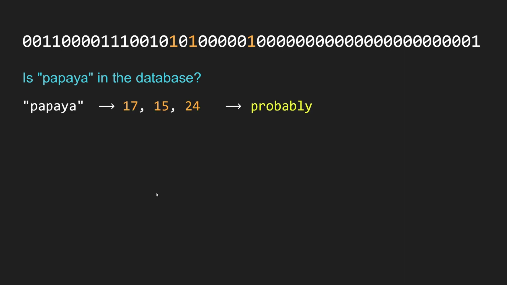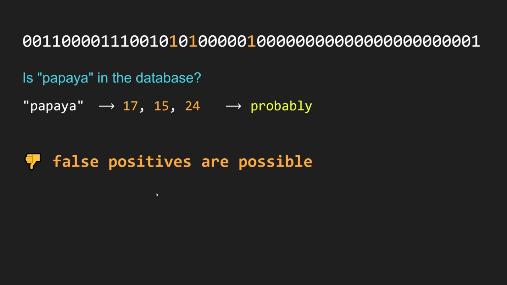But how does the algorithm do it? Well, it would hash mod it 3 times, and get the bit positions 17, 15, and 24. Unfortunately, it got 3 collisions. Therefore, it would falsely tell us probably. So yes, false positives are possible. They're rare, but they're possible.